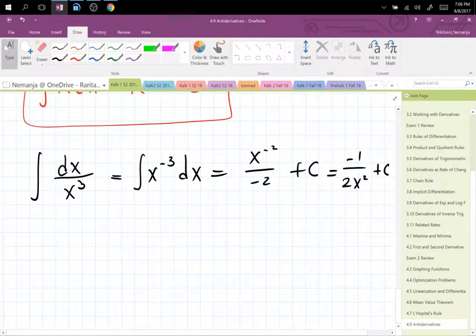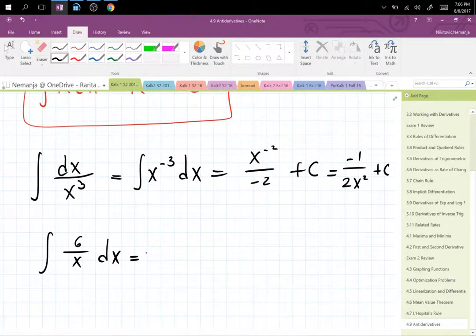$1 million question. Integral of 6 over x dx. Is the +1 rule going to work? Hell no.